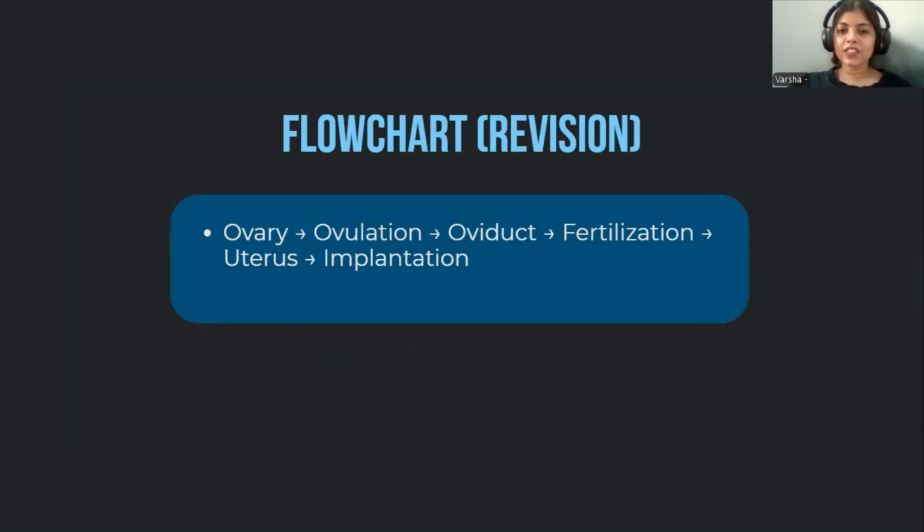Finally, let's revise everything in 10 seconds. Ovary releases ovum. Ovulation occurs. Ovum enters the fallopian tube. Fertilization is in the ampulla. Embryo moves to the uterus and implantation occurs in the endometrium lining. If this flow is clear, you won't forget anything.